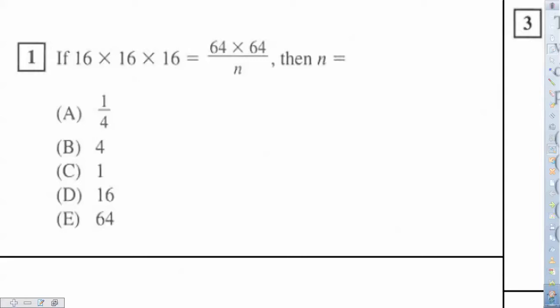So taking a look at number one, hopefully we understood the question. If we have 16 times 16 times 16, that's equal to 64 times 64 divided by what number? So you have your 5 choices there. They want you to pick what number n actually is.